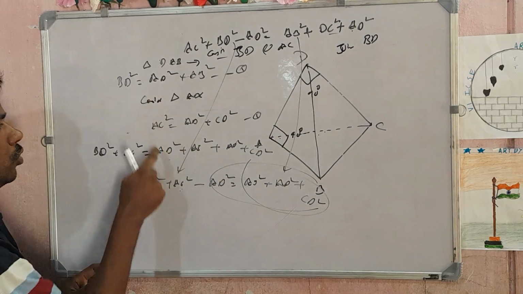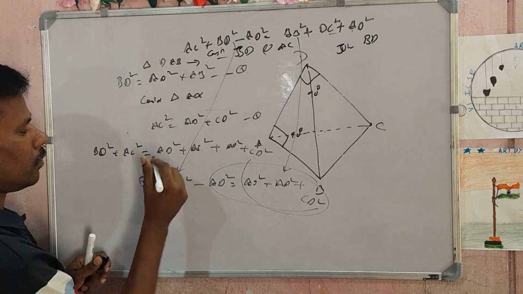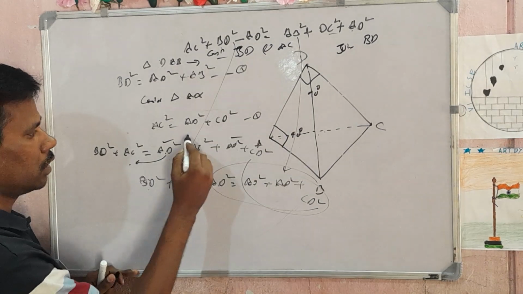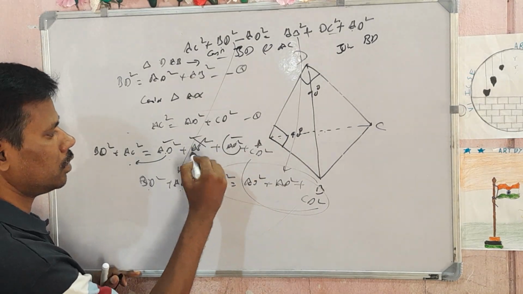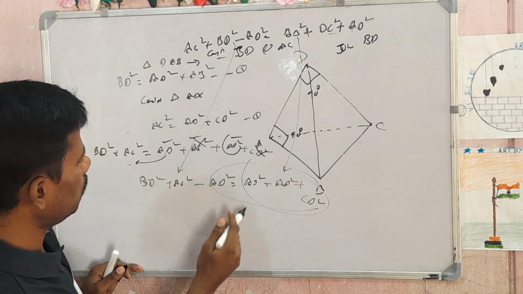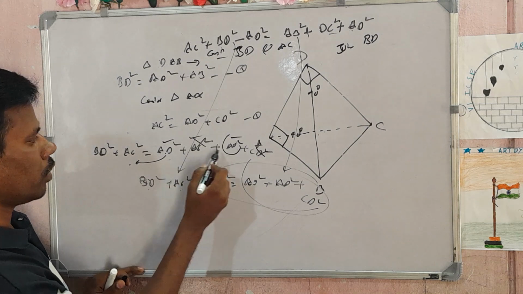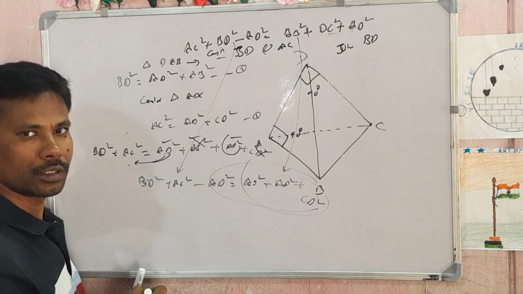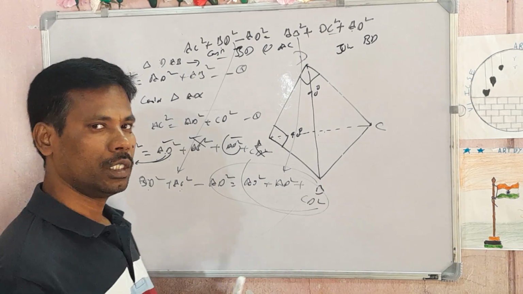I added these two. Here AD square is written twice, so one AD square we bring to this side. The rest of the things keep as they are: AB square, AD square, CD square. Only bring this term over. That's it. There ends the problem.